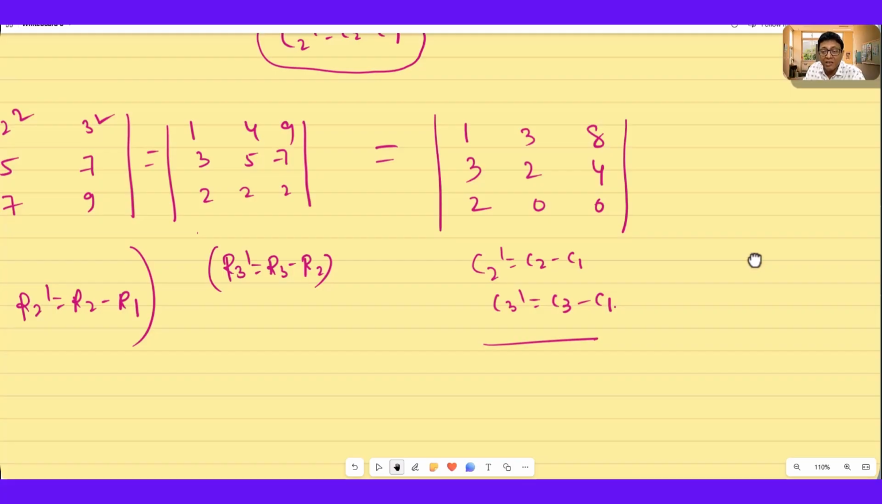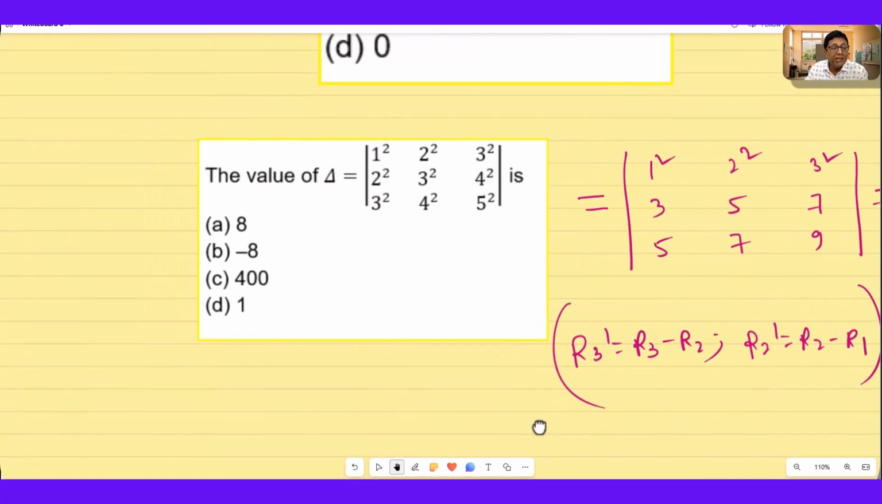Expand is easier instead of property, you just go for it. If you expand it, its value is going to be, I am expanding in terms of the third row. Why? Because 2 zeros are there. This 2 into the corresponding cofactor, that is 12 minus 16, 2 into minus 4. The answer is minus 8. This is the answer.